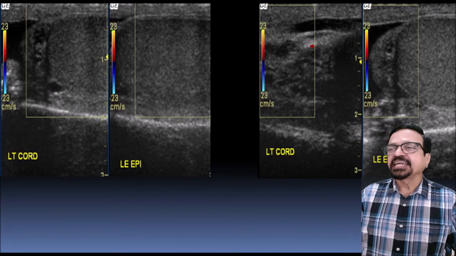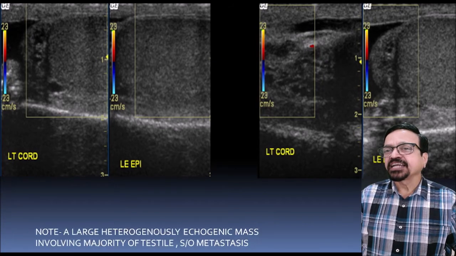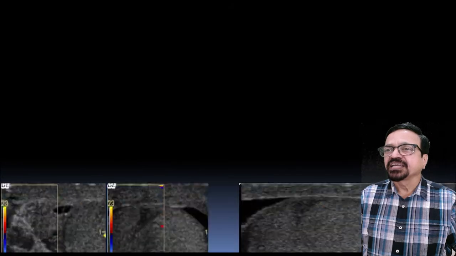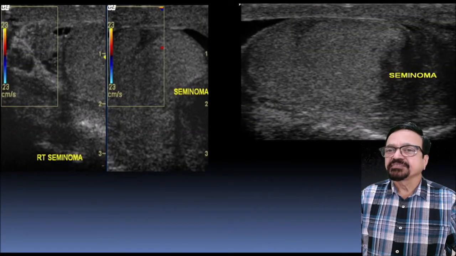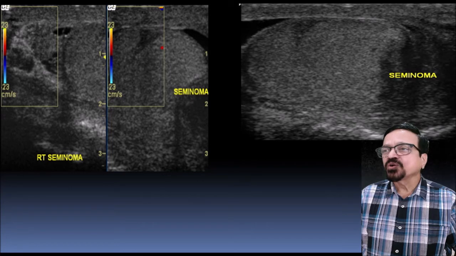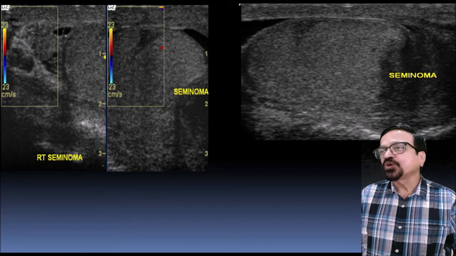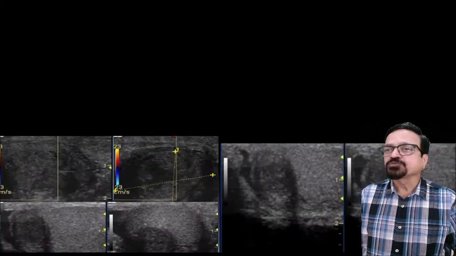Now here again we are seeing a non-homogeneous appearance, with certain areas of increased echogenicity, making a heterogeneous mass involving the majority of the testes. In this case, it is breaking open the capsule and extending to the outside. If you see carefully, the testes is heterogeneous, with the majority involved in different stages, and the lower, caudal portion is massively showing necrosis and extension, breaking open the capsule.